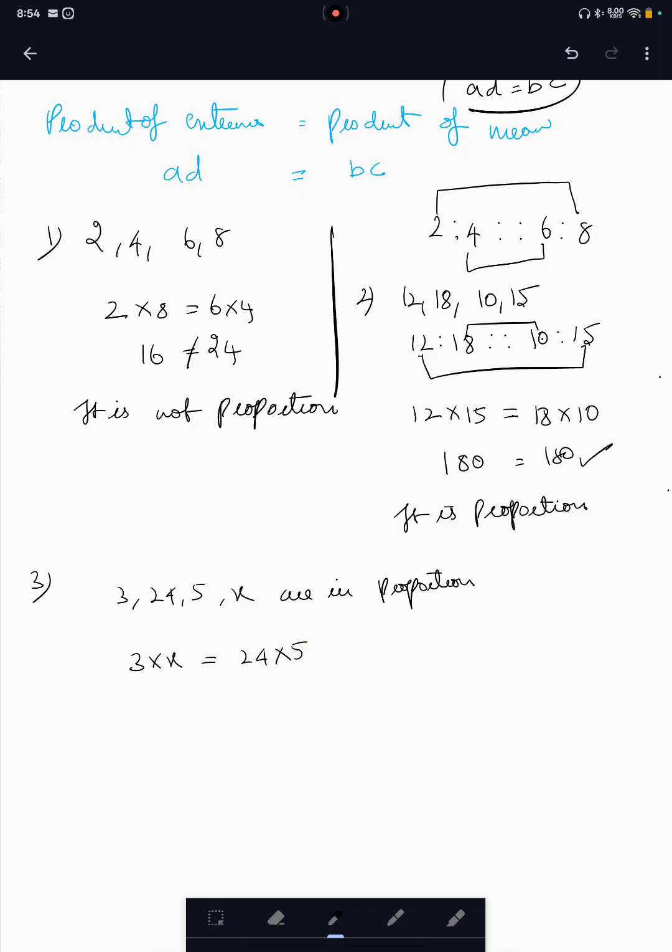Directly you write it: product of extremes is equal to product of means. So 3 into x is equal to 24 into 5 by 3. Don't multiply, guys. 24 into 5, multiplying and then dividing again is hectic. So what you will do here: 1 times 8, so x is equal to 40. That's all. Very easy it is.